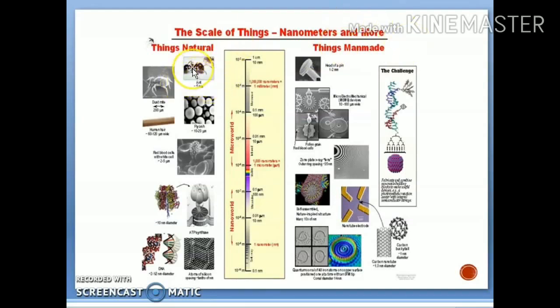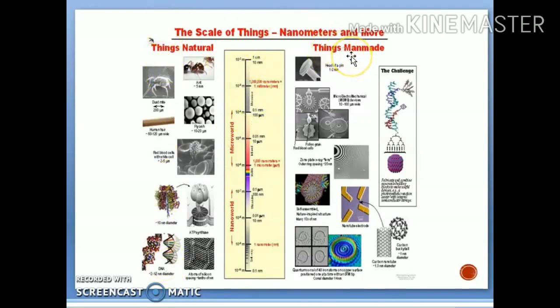If we consider the ant, it is around 5 millimeters. If we go on decreasing the size, the dust mite is around 200 micrometers. Going further down the scale, fly ash particles are around 10 to 20 micrometers. Human hair is around 60 to 120 micrometers wide. If we go down to the virus, it is around 10 nanometers in diameter. And for DNA, the width between the two helices is around 2 nanometers. So this is all about natural things.